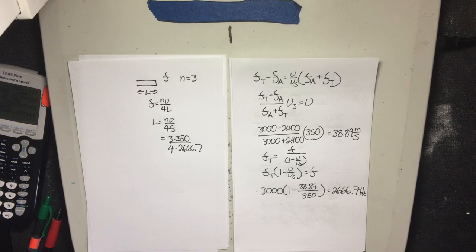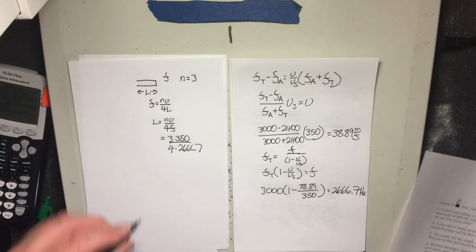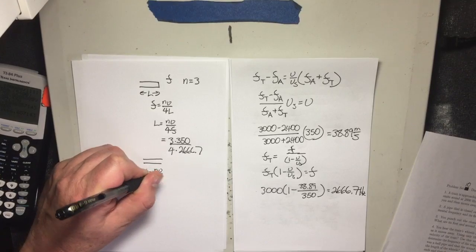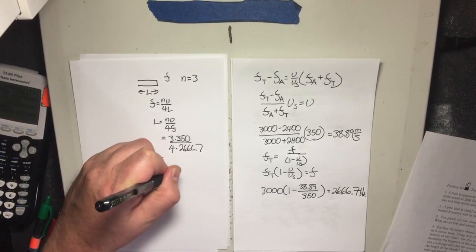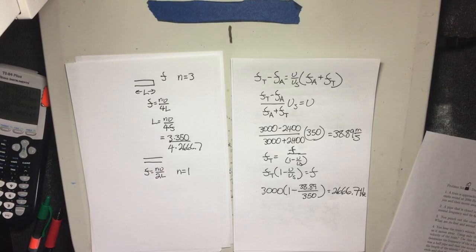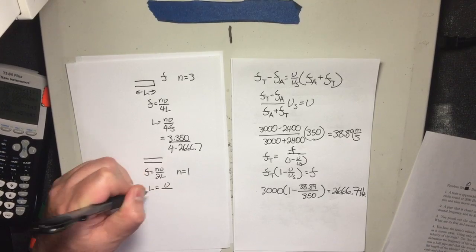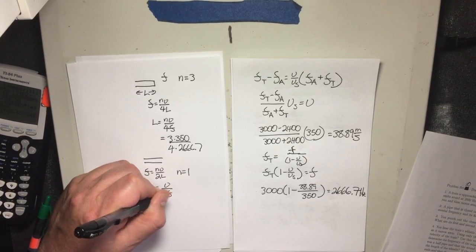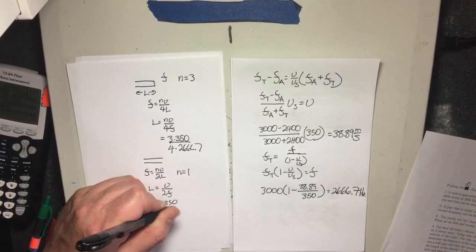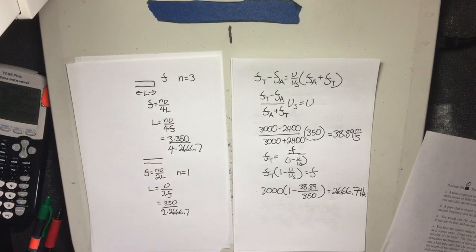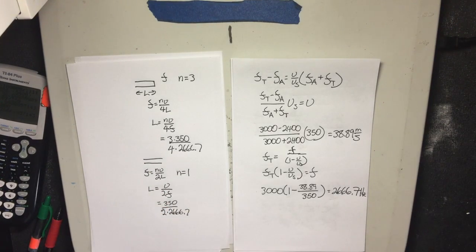If the whistle on the train was a pipe opened at both ends and the sound emitted was at its first harmonic, what is the length of the whistle? Well, for a whistle opened at both ends, the frequency is NV over 2L. N is 1 because we're dealing with the first harmonic. So L equals V over 2F. V is 350, 2 times 2666.7, and there's your length for that one.